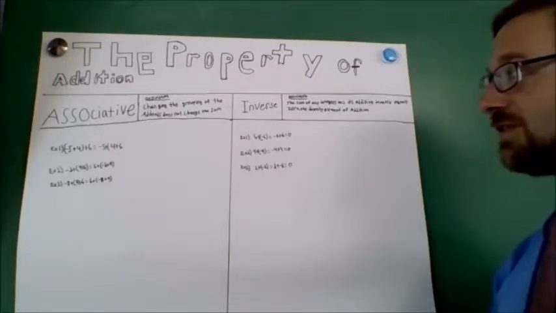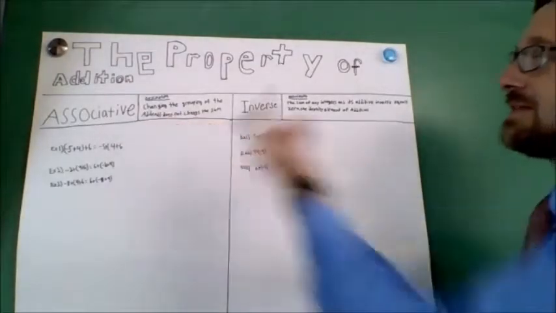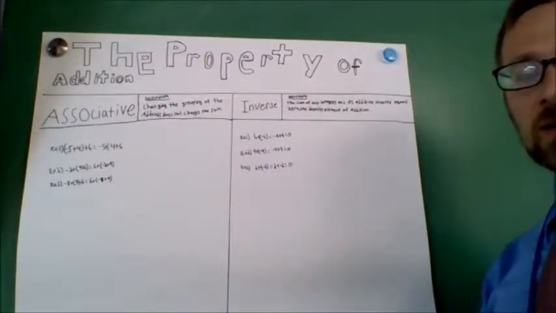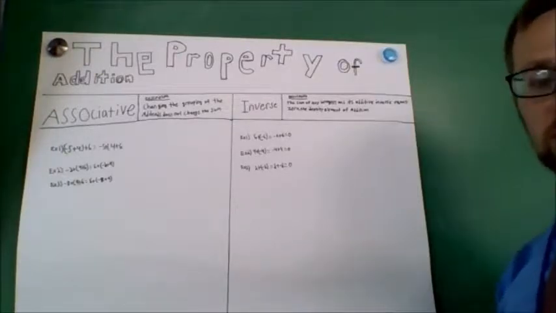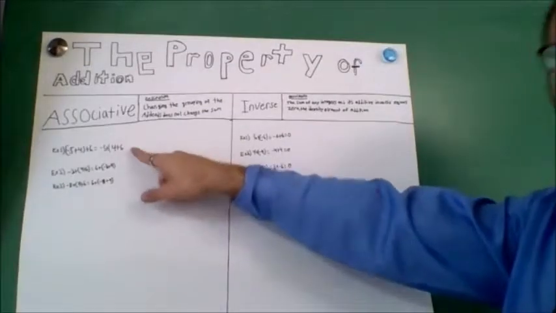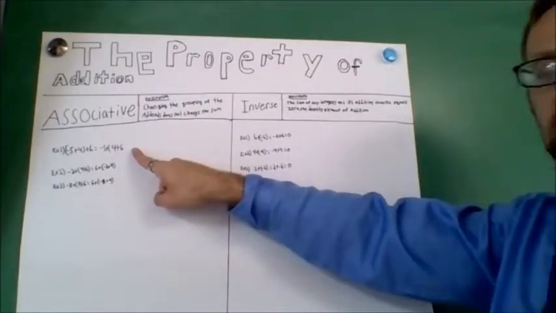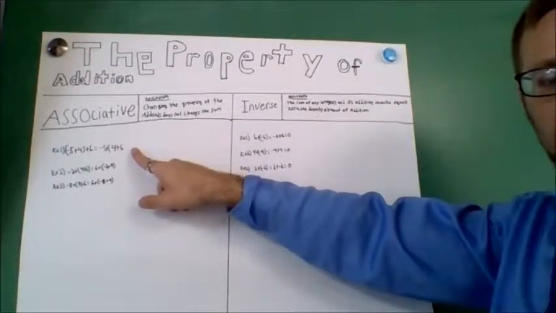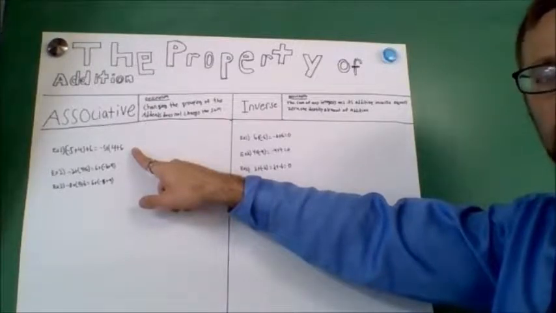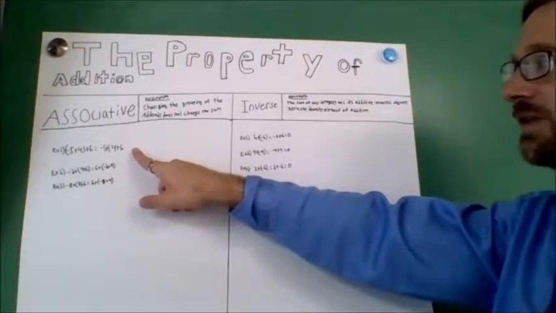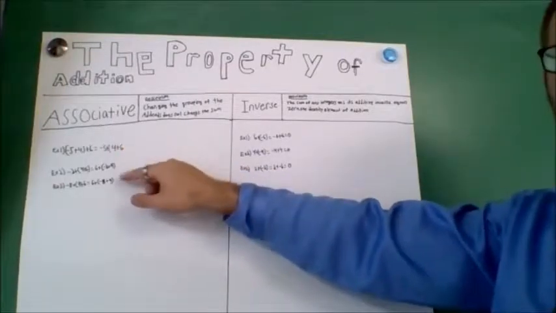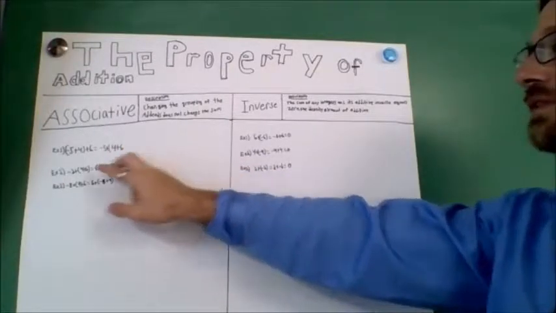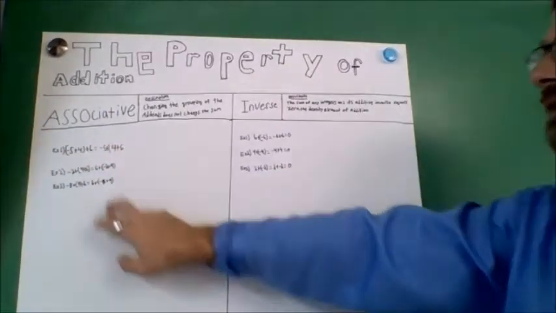We've got associative, which is changing the grouping of addends, does not change the sum. Addends are the parts of addition. Sum is the answer to addition. So you can see on the example, the first example they put here, it says in parentheses -5 plus 4 in parentheses plus 6 equals -5 plus, in parentheses, there should be another parenthesis here, 4 plus 6. So you can see that you can move the parentheses if you have them in the same order.